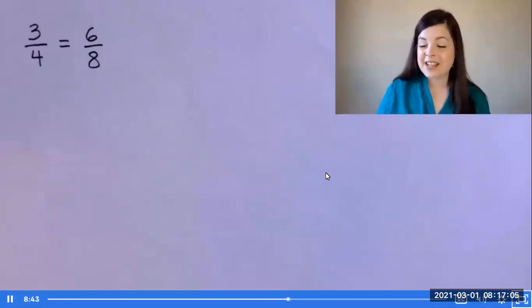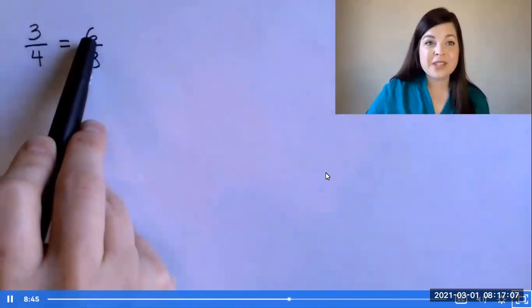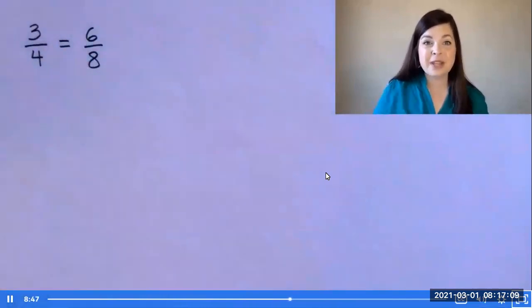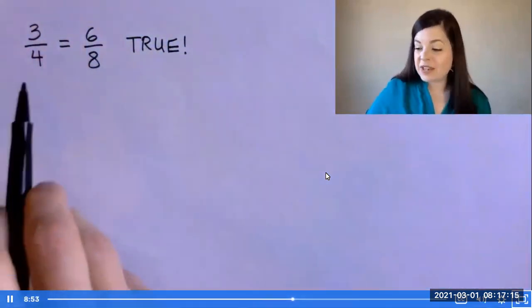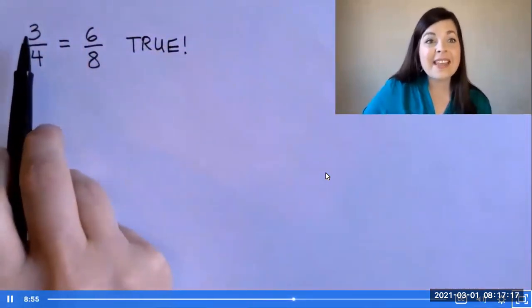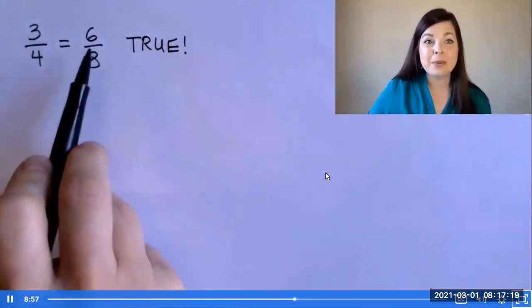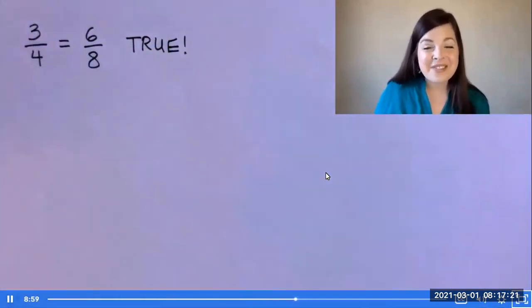Maybe you reasoned that 3 times 2 equals 6 and 4 times 2 equals 8. So this number sentence is true. Both the number of units in the whole and the number of selected units have been doubled. Pause the video now and represent the equivalence of these 2 fractions with a number sentence using multiplication. Then confirm your thinking by drawing an area model. When you get back, you can compare your work with mine.